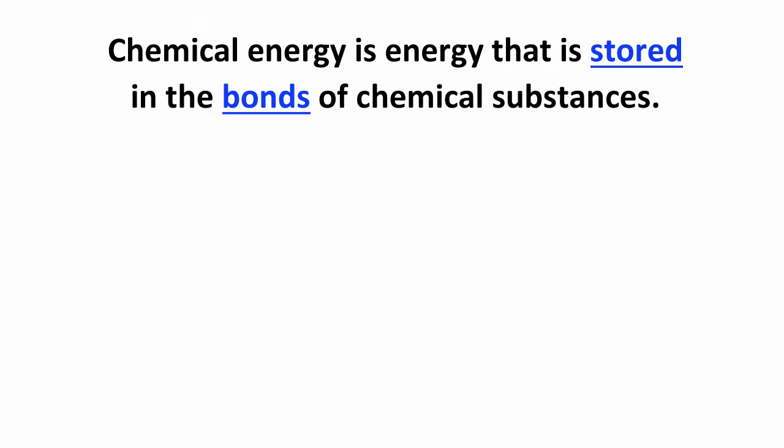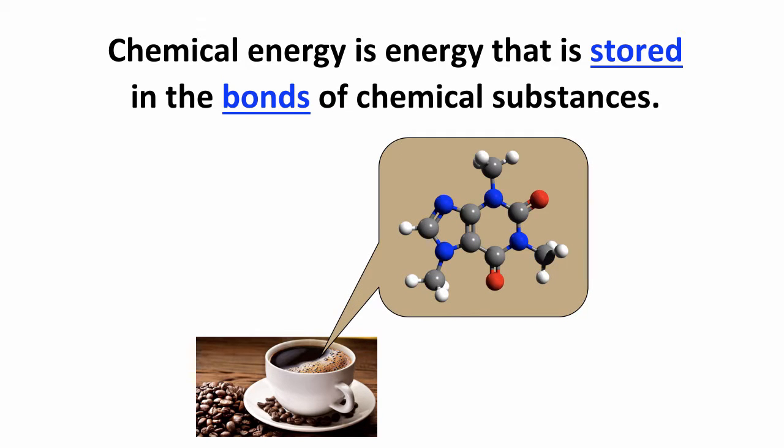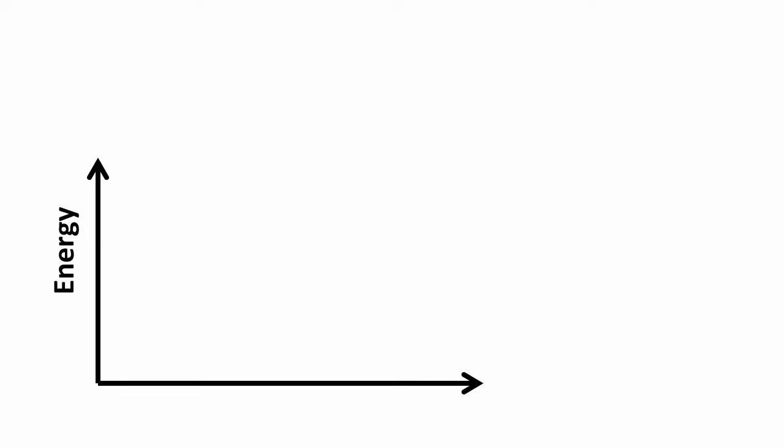Now, chemical energy is energy that is stored in the bonds of chemical substances. For example, in coffee there's caffeine, and a caffeine molecule, which looks like this as a ball and stick representation, has a bunch of carbon, hydrogen, oxygen, and nitrogen atoms bonded together as shown, and there's energy stored in these chemical bonds. You're probably more familiar with stored energy in chemical bonds in the foods that you eat, in fats and in carbohydrates, as well as, of course, in proteins. But all chemical substances have energy stored in their bonds.